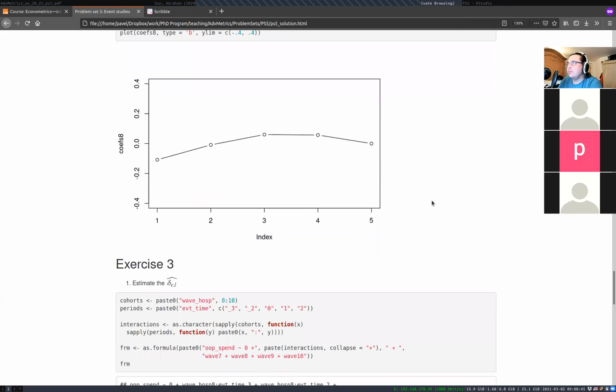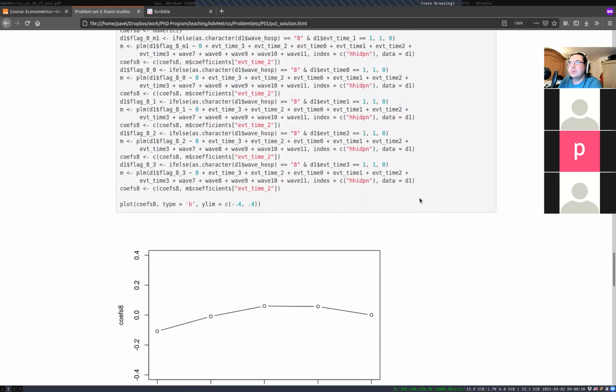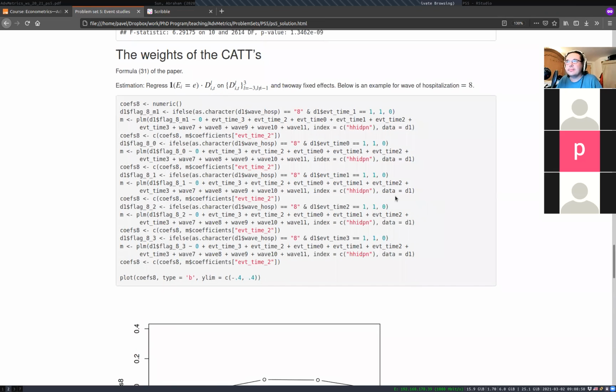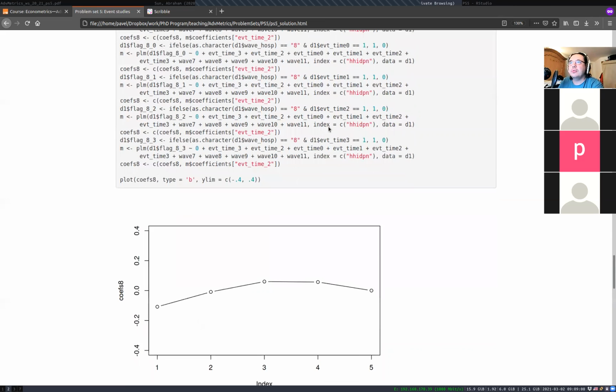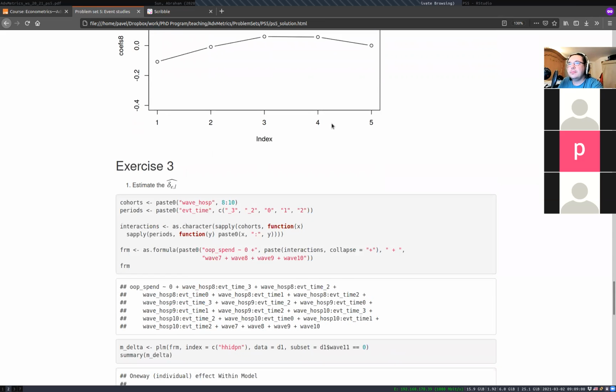Are there any questions so far? Is it clear what we're doing? Okay, if there are no questions, then we go to the third exercise.